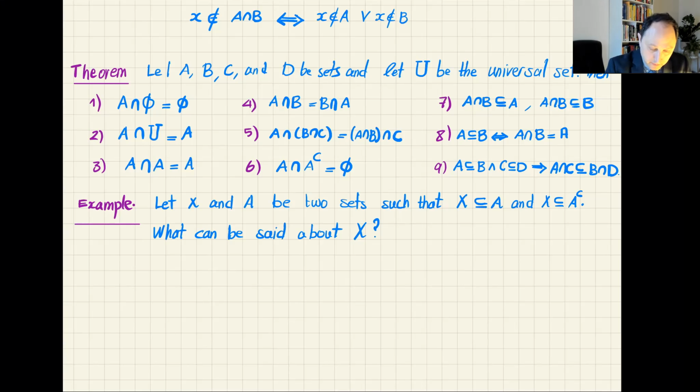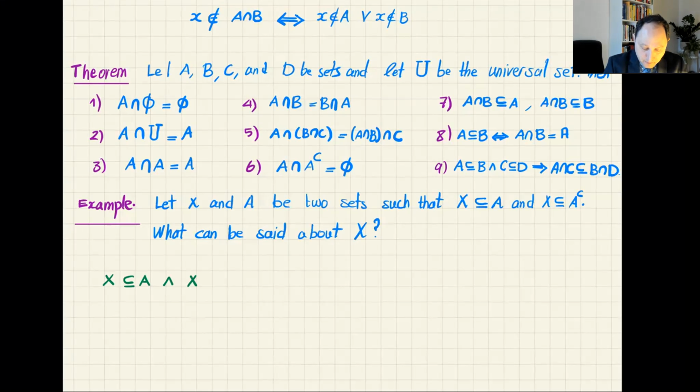Okay, let me just do it, because this needs a little bit of experience. At least it was very good that all of you were able to guess intuitively that X should be the empty set. But let me, for example, use item number 9. So you are telling me that X is a subset of A and simultaneously X is a subset of A complement. I just want you to understand how this works.